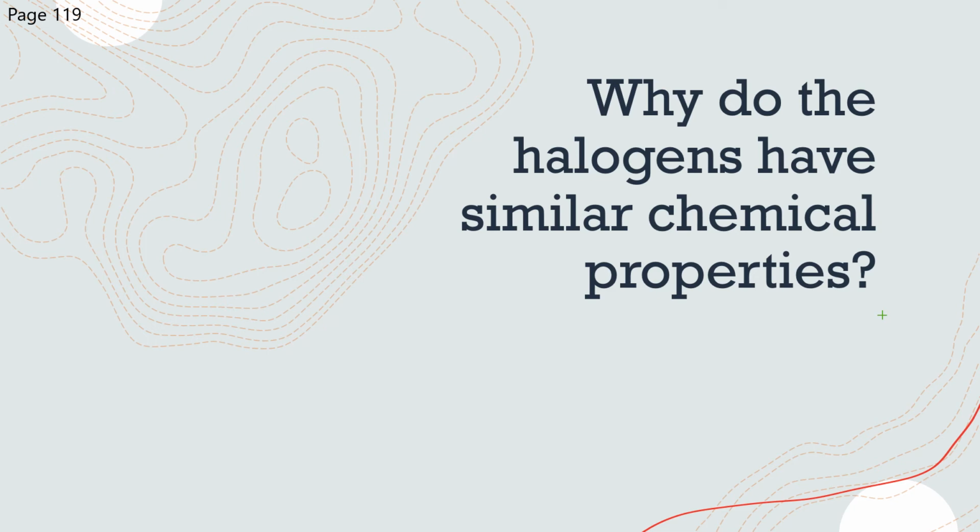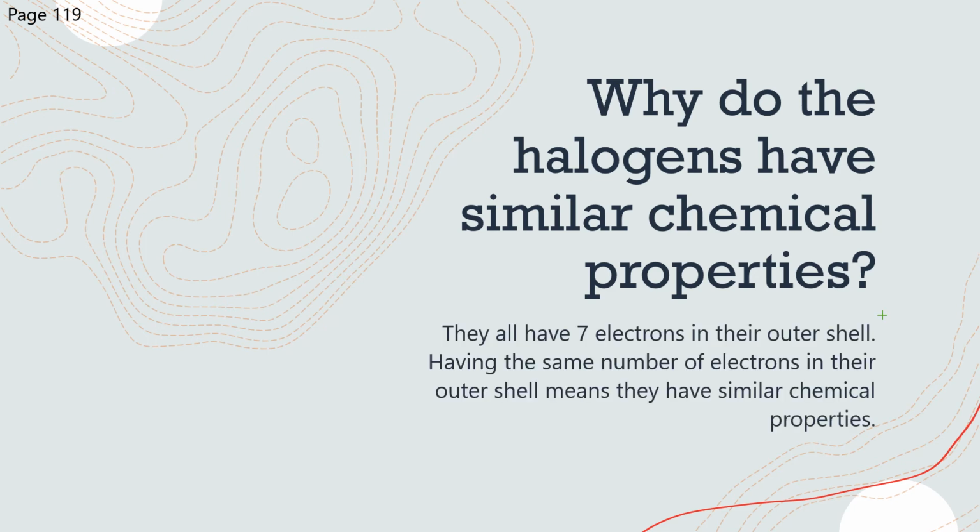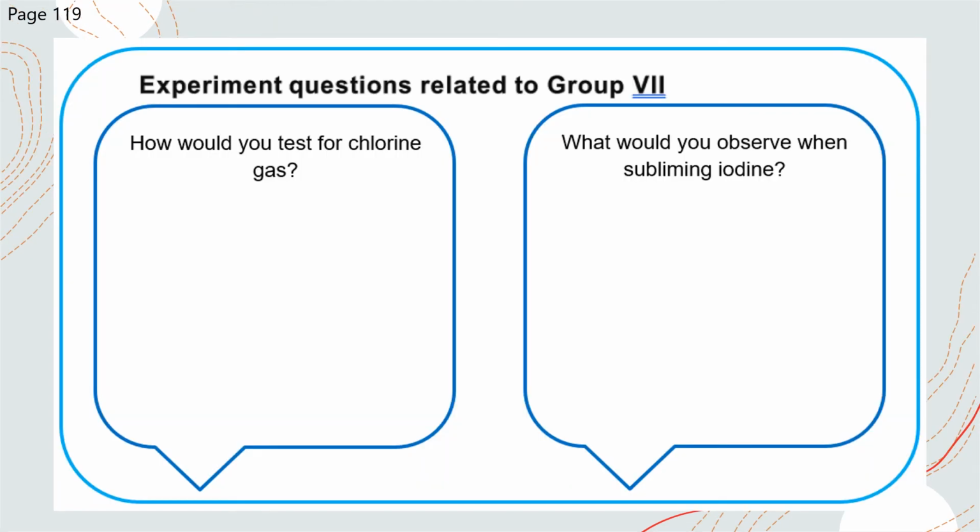Remember, it's to do with those outer electrons. Your answer should be, if you don't know it already, they all have 7 electrons in their outer shell. Having the same number of electrons in their outer shell means they have similar chemical properties. So make sure you take a second here, pause the video, and write your answer in there. But remember, to have similar chemical properties, you must have the same number of outer electrons.